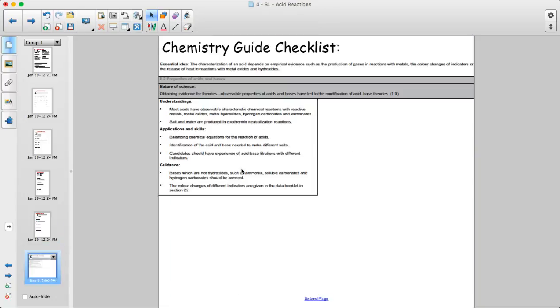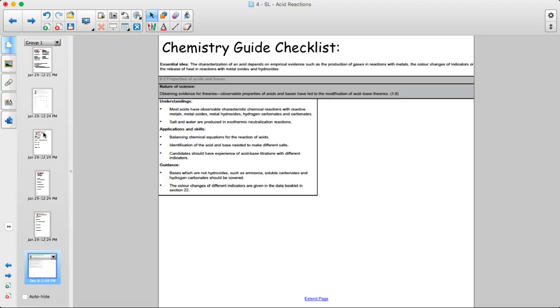So here's your chemistry syllabus, and most acids have observable characteristic chemical reactions with reactive metals, metal oxides, metal hydroxides, hydrogen carbonates, and carbonates. Salt and water are produced in exothermic neutralization reactions. So I think we've covered those understandings.